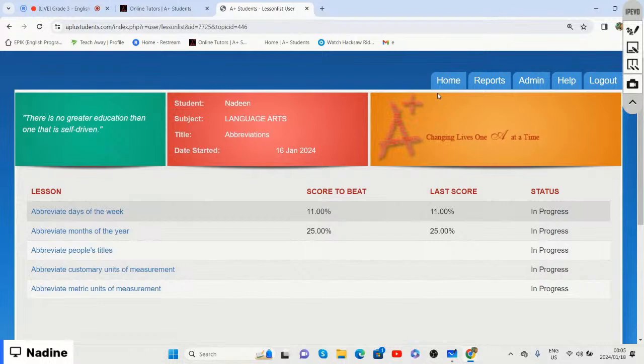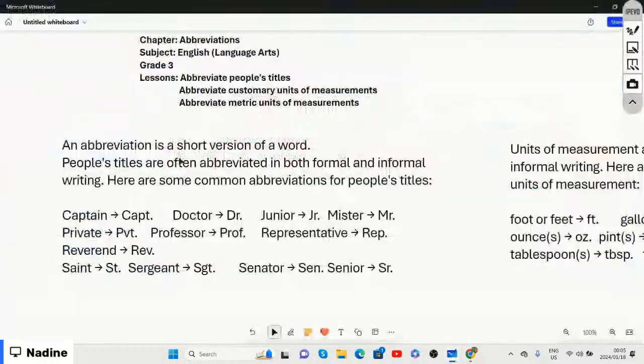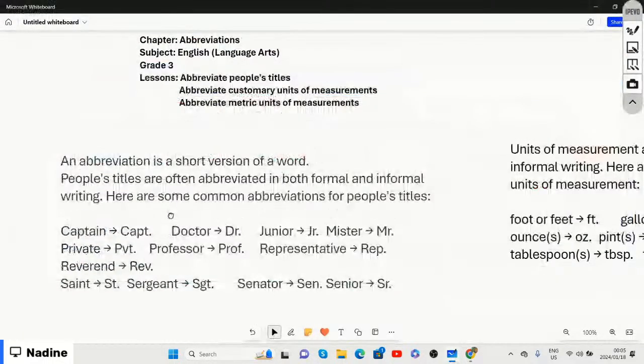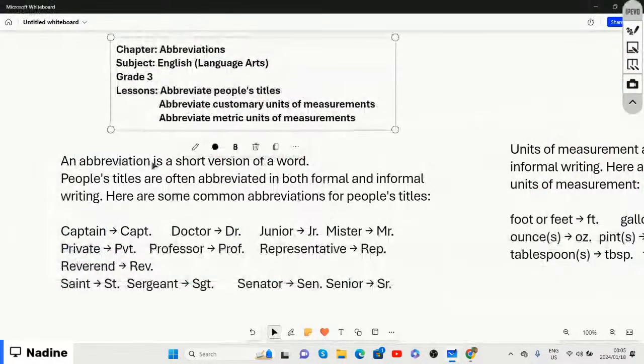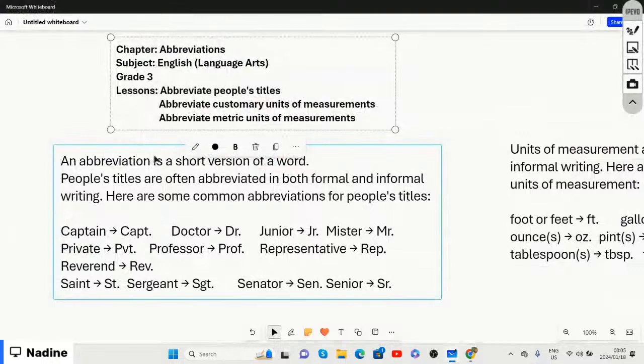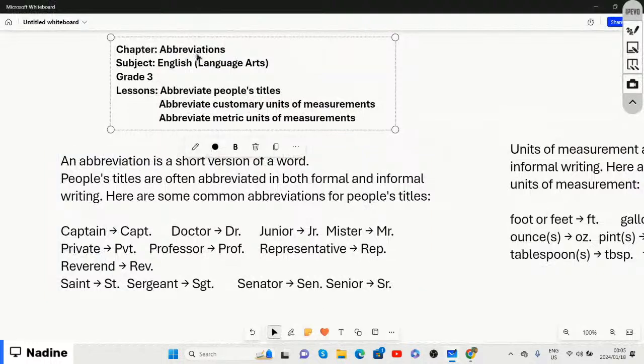All right, so we are doing the chapter of abbreviations. This is a continuation of a previous lesson on abbreviations. So we're doing our chapter of abbreviations. The subject is English, which is language arts, grade 3.